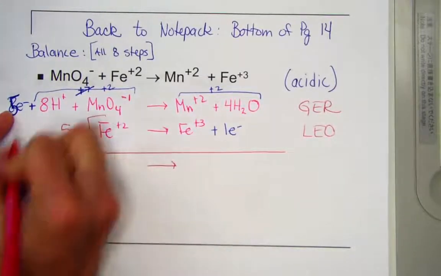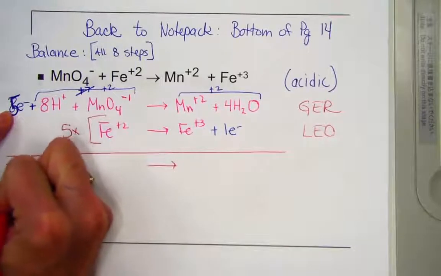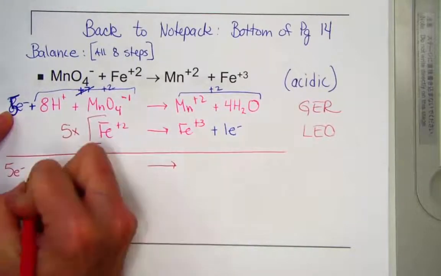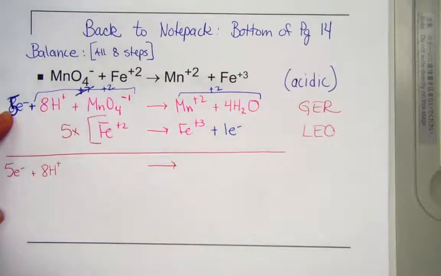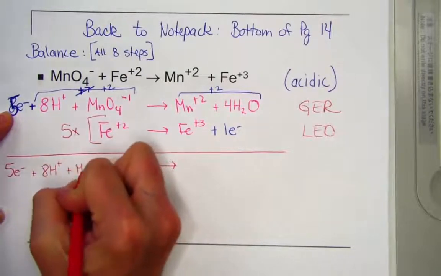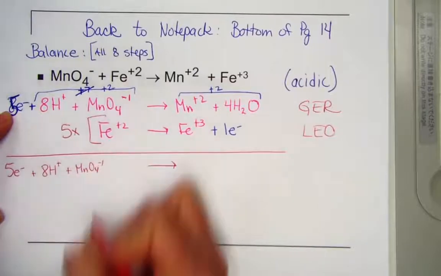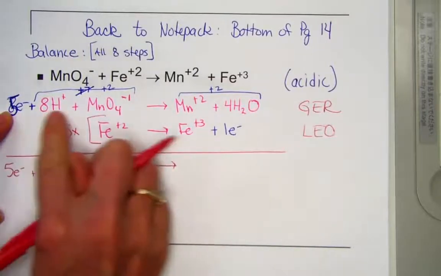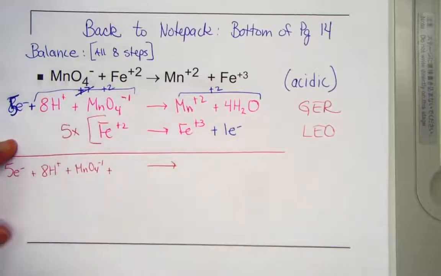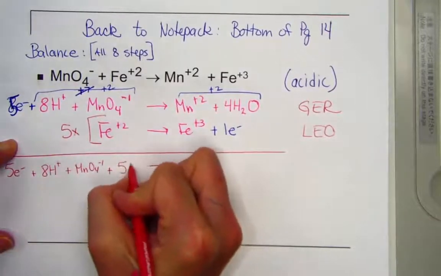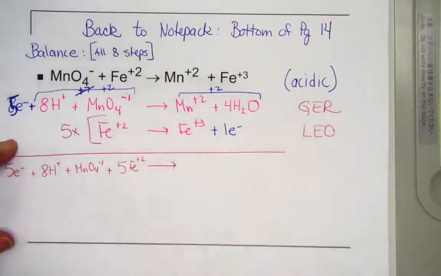So carrying down everything we have so far, we have 5 negative electrons and 8 positive protons and a permanganate, MnO4, -1. That's the first half reaction. Let's add that together to the second half reaction, and we'll distribute the 5 at the same time. So we have 5 irons that are a +2 charge.